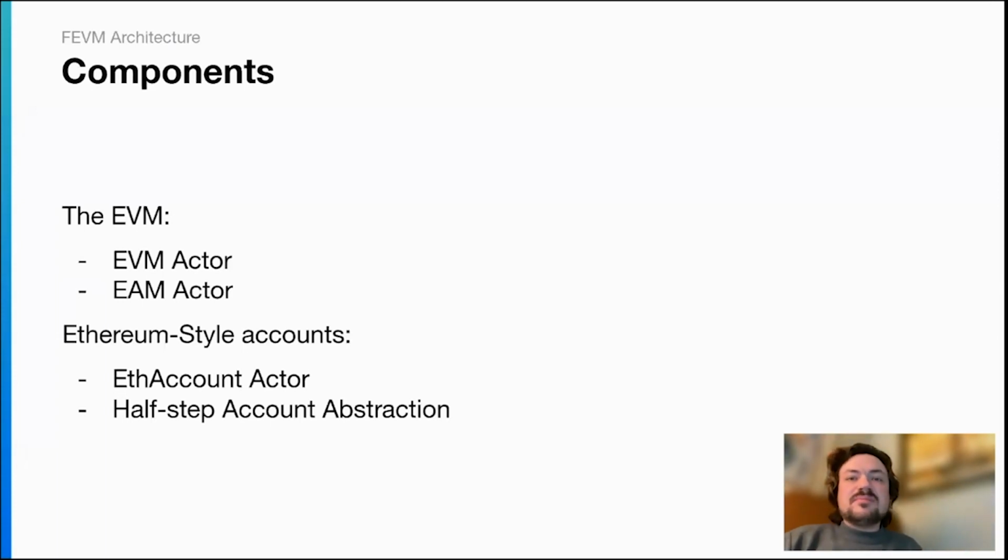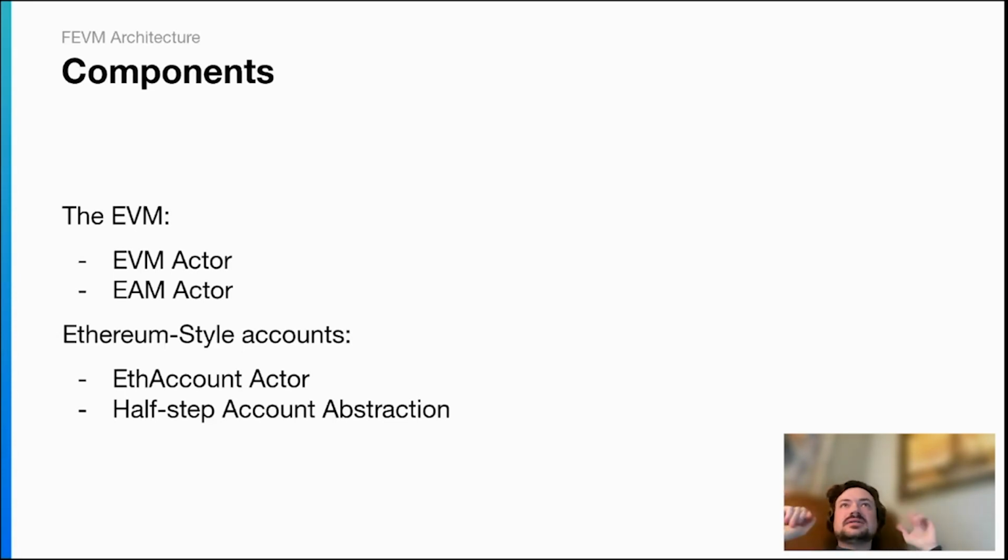Okay, so the FEVM is really composed of two main things. There's the EVM side and the Ethereum-style account side. The EVM side is composed of two actors, the EVM actor and the EAM actor. The EVM actor is this new actor that hosts EVM smart contracts. A single EVM actor is deployed per smart contract that's deployed to the network. So it's not like we have one EVM actor for the entire network. Instead, whenever a user deploys a smart contract, they get their own instance of the EVM actor.